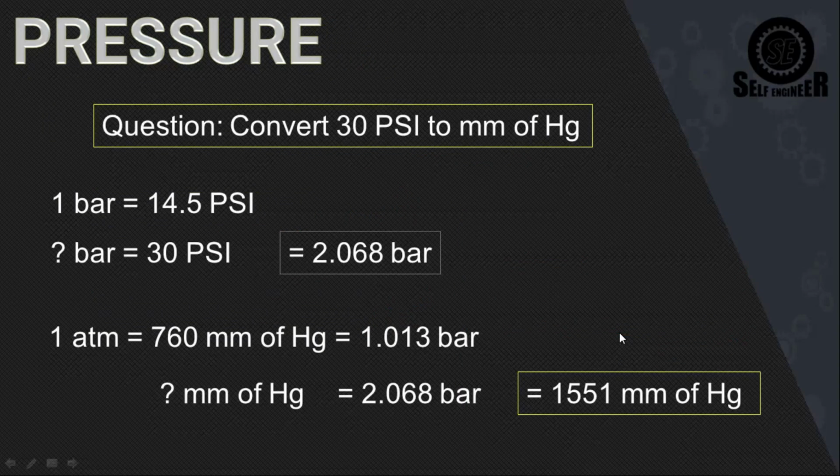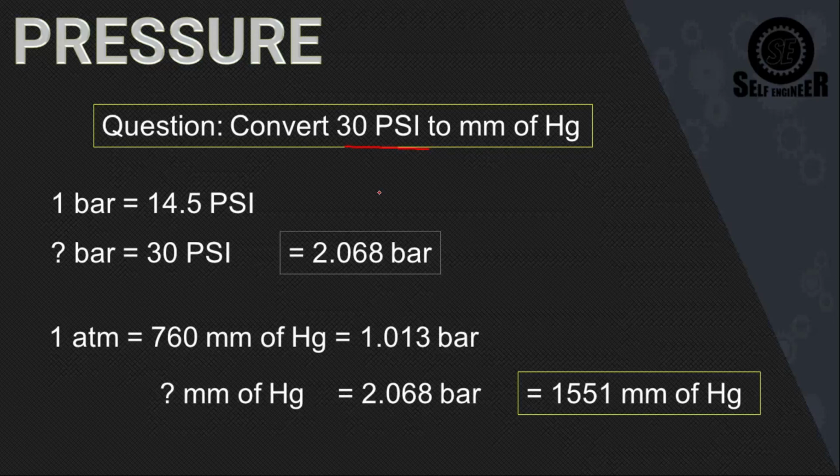Now let us have an example. Convert 30 psi to mm of Hg. So here it is not a straightforward conversion, but we can easily solve such kind of conversions from the units we have learned from previous slides. We usually convert pressures by using digital converters, but if we are unable to use it, we can convert it by these methods very easily.